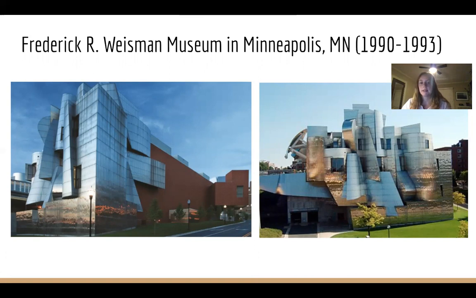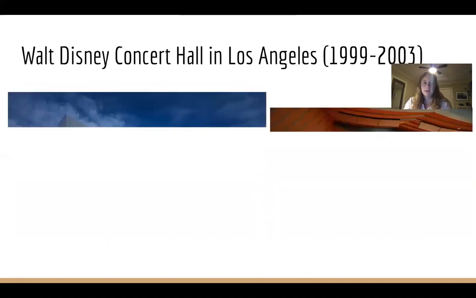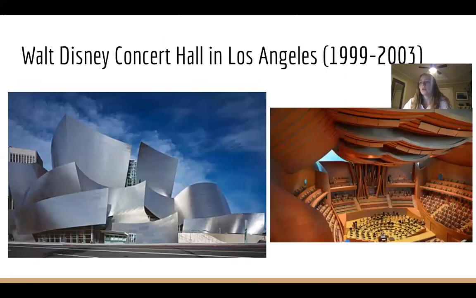And I think this building definitely shows how he continued the use of sculptural form and rejection of straight lines that he sort of began in the American Center, and we see get even more and more bold throughout his career. So then the next significant building, which is one of his most well-known, is the Walt Disney Concert Hall in Los Angeles, built 1999 to 2003.